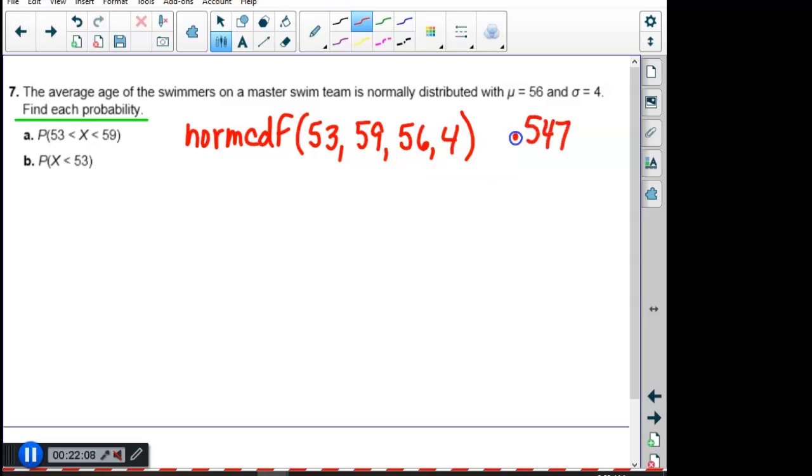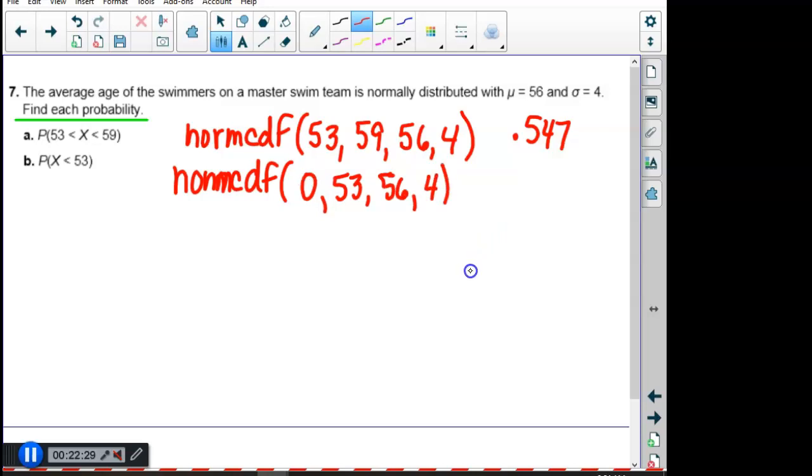Anybody else get 0.547? All right, and then how would we do less than 53? It's age of people, so 0 to 53 works for me. I doubt they could make the masters, or that it's a master swim team, meaning old people. Anyway, 0 to 53, 56, and 4. Got 0.22.